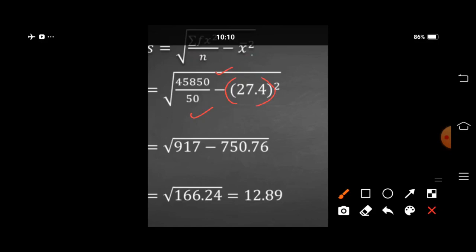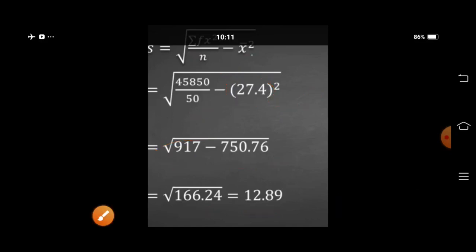Now under root, 45,850 divided by 50, you will get 917. Then 27.4 into 27.4, we are going to get 750.76. Then deduct 750.76 from 917. Then find out under root, that would be 12.89. So here our standard deviation is 12.89.